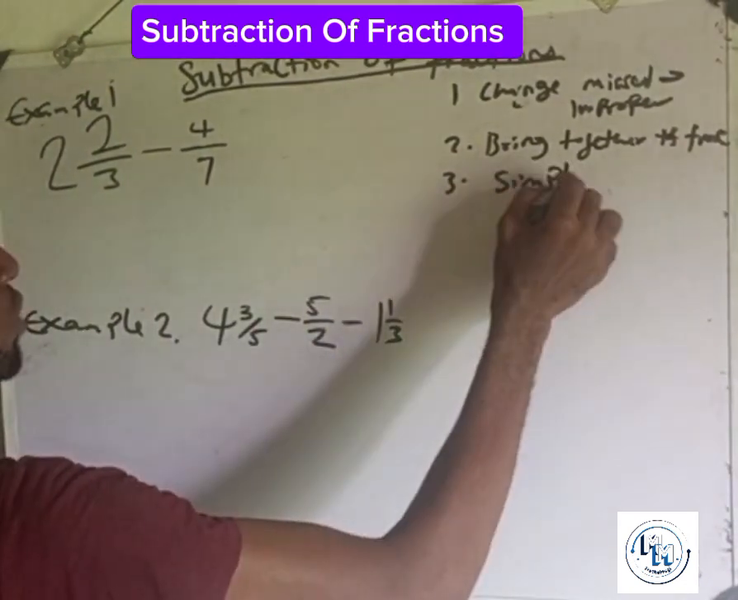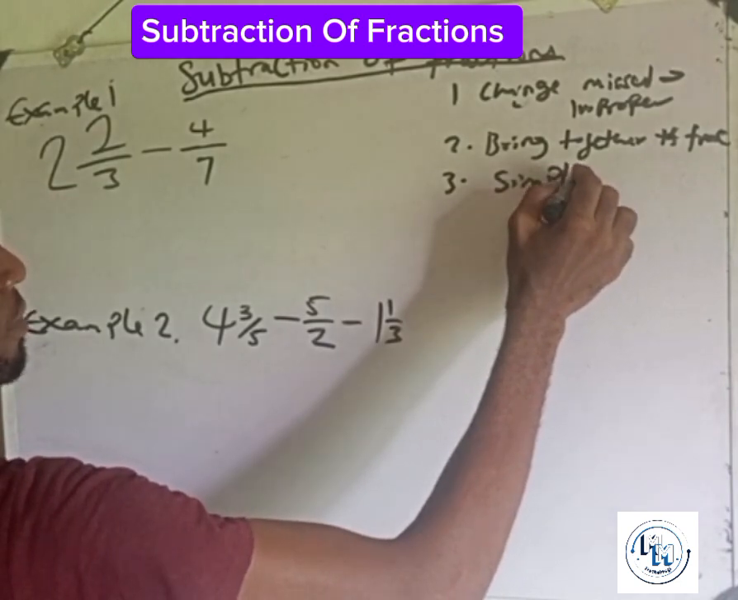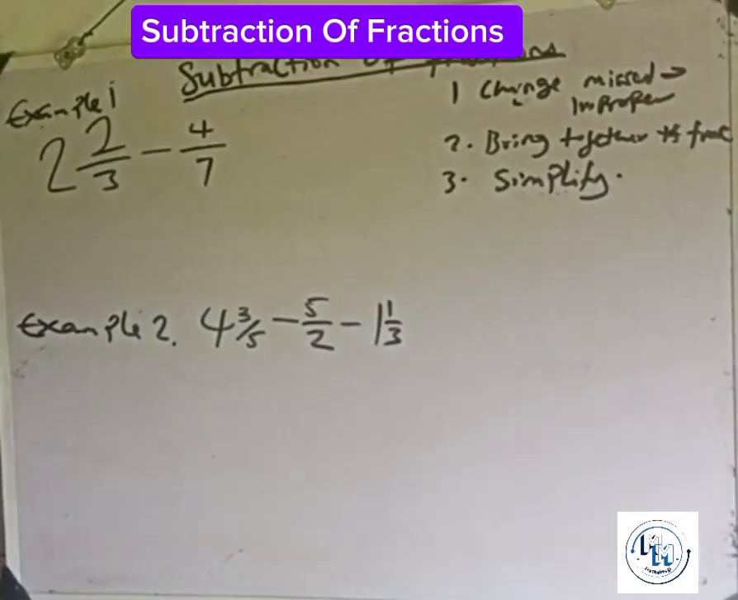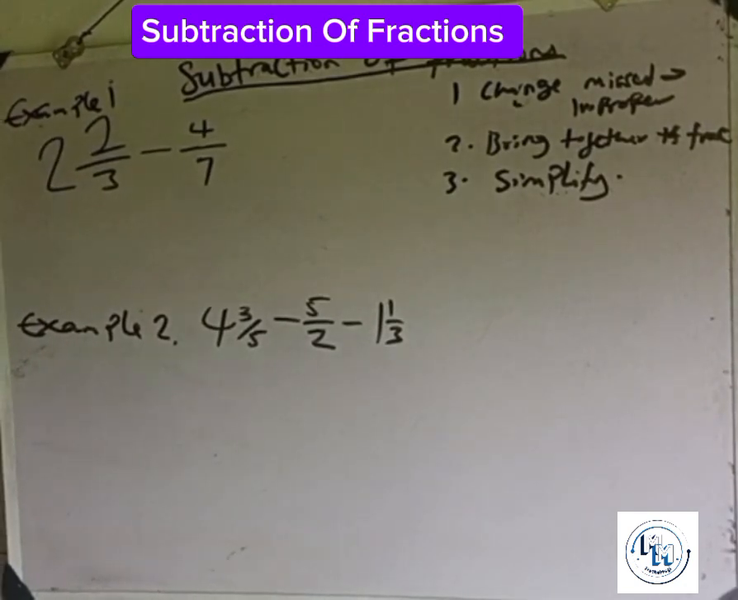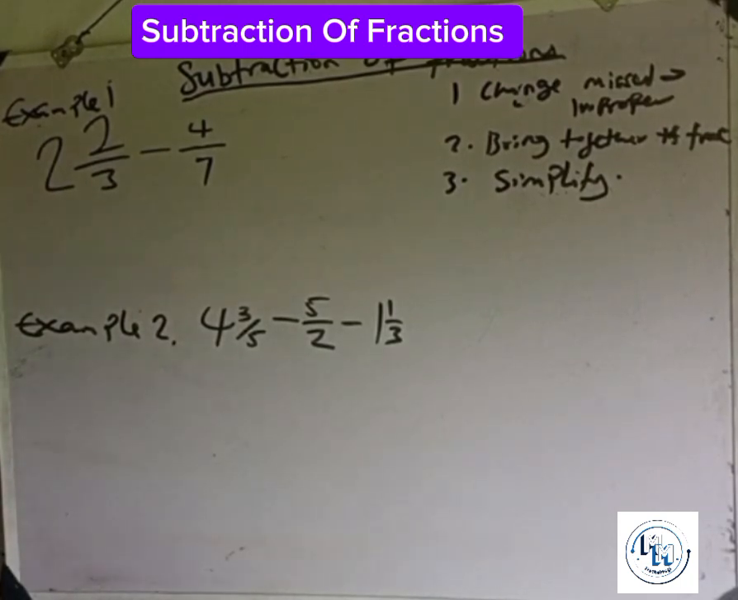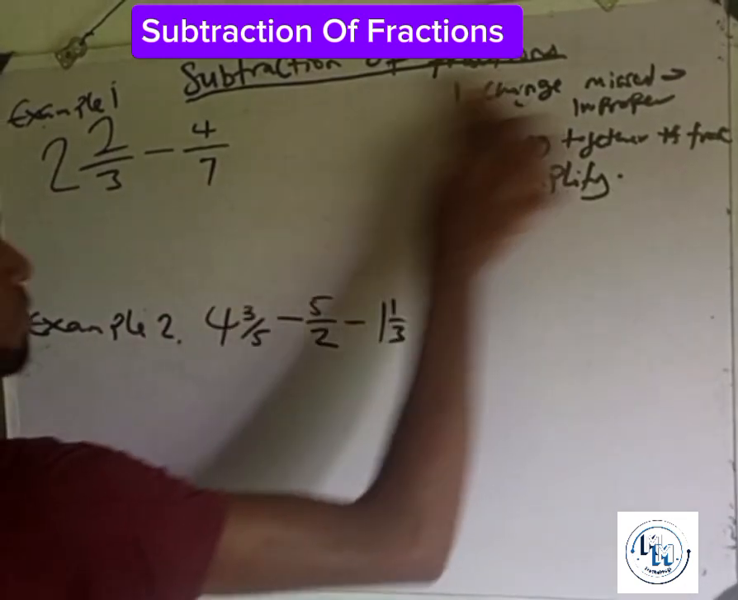Third thing we do is we simplify. You need to take note of these three steps. When we are dealing with addition or subtraction of fractions, the first thing we do is change the mixed numbers to improper fractions. Then secondly, we bring together the fractions using their LCM, their lowest common multiple. And then the third thing we do is to simplify.